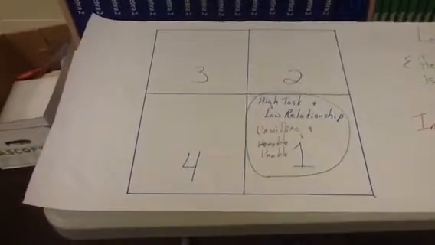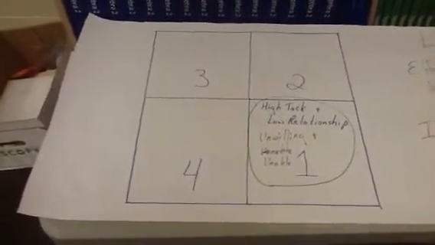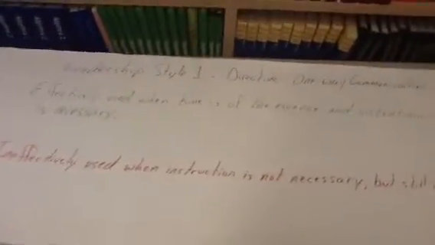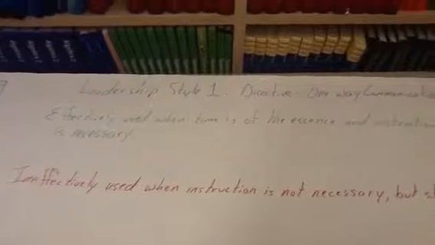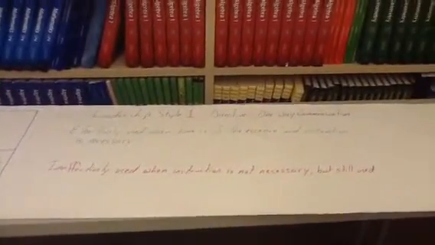Now, the unwilling, and please disregard the mistake, and the unable are descriptors that he uses for the people that are in that category, the workers or the followers. So the leadership style here is one-way communication. It's effectively used when time is of the essence and instruction is necessary. It's ineffectively used when instruction is not necessary but still used.